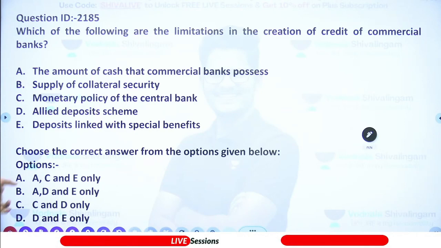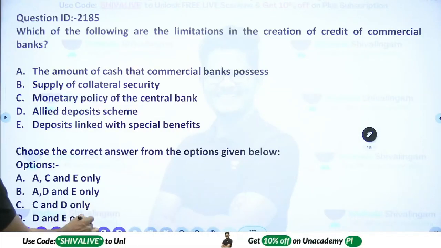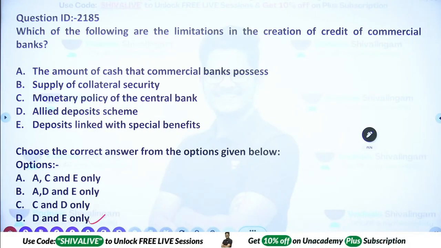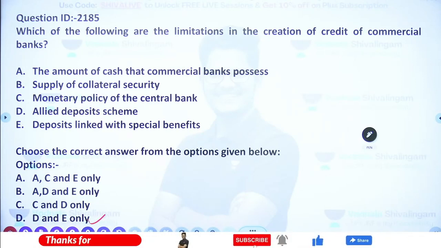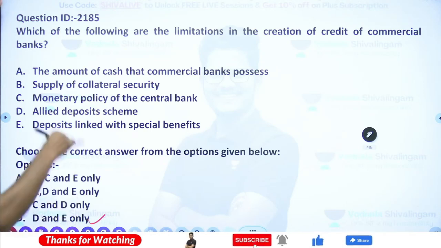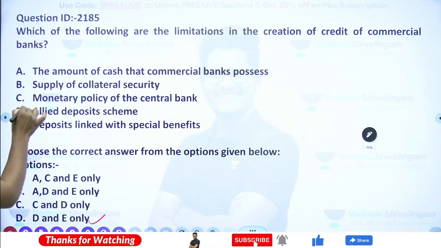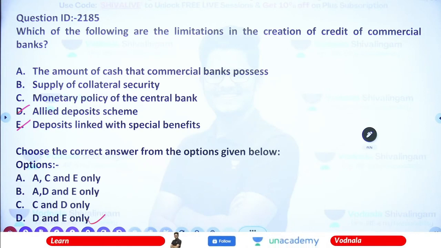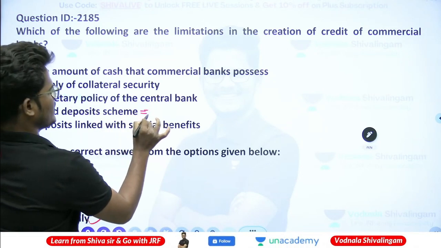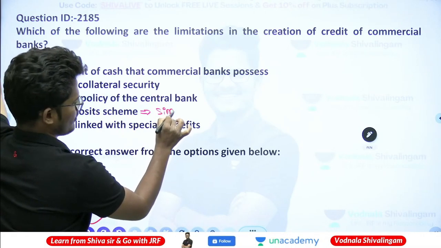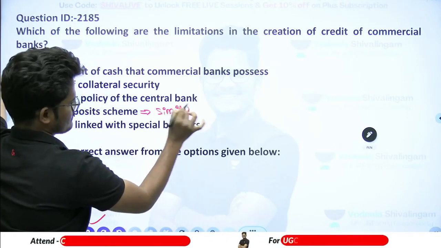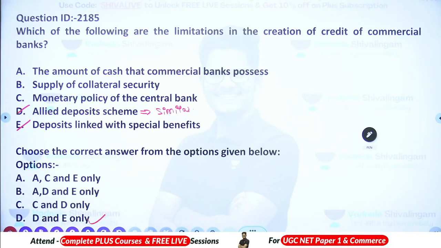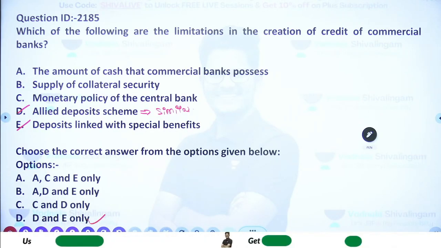So answer for this question is option number D and E. Limitations of creation of credit by commercial banks. Allied deposit scheme. Deposits linked with special benefits. Allied deposit scheme means similar types of deposit schemes are available. Similar types of schemes are available. That is why we are not able to create that much deposits.